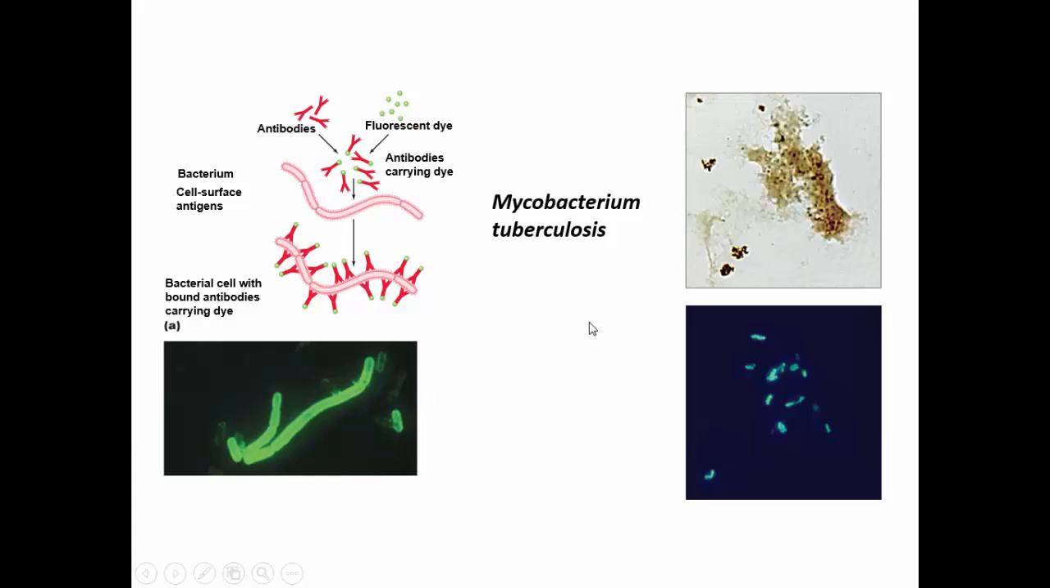Mycobacterium tuberculosis is an organism that uses fluorescent staining to demonstrate it. Here, it's very difficult to see the cells in this specimen. But when we stain it with a fluorescent dye, only the cells that picked up the dye show up. And because we were using an antibody to Mycobacterium tuberculosis, only the Mycobacterium tuberculosis organism picked up the dye.